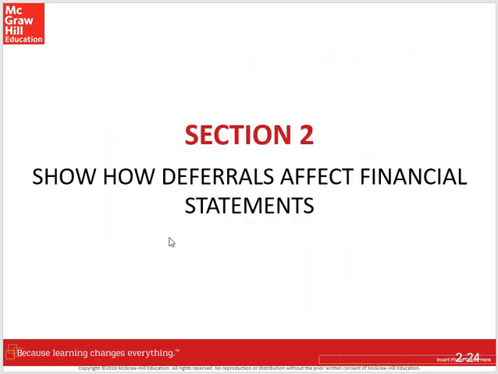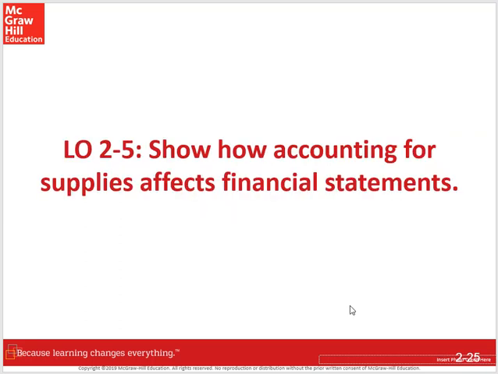So next we're going to get into deferrals. And as I alluded to earlier, most of the time that we have a deferral, it's going to result in an end of period adjusting entry. So we have to be able to adjust for those at the end of the period. And I'll explain a little bit more about how and why in just a moment when we encounter that. So first we're going to look at how supplies affect our financial statements.